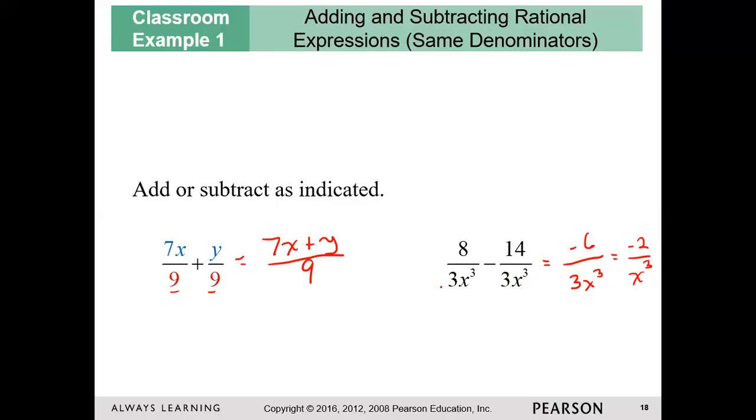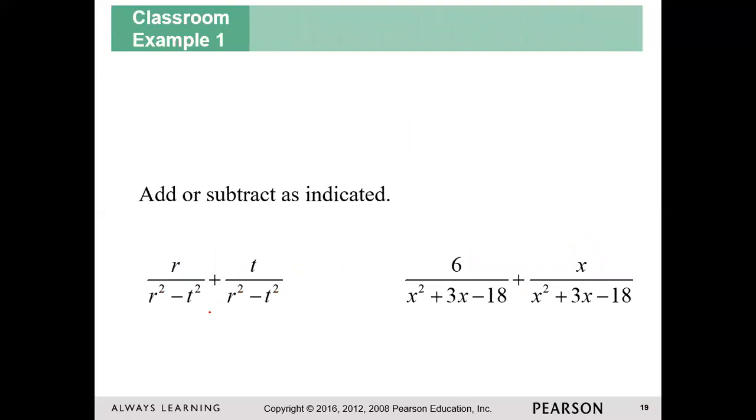So again, sunshine and rainbows, when the denominators are the same, we just add or subtract the numerators like they tell us to do. Okay, so same thing is happening here. Denominators are the same. We get r plus t, and then this r squared minus t squared. And if you're not careful, you may think that this is all you need to do for this problem, except you should hopefully have noticed that this denominator is a difference of two squares.